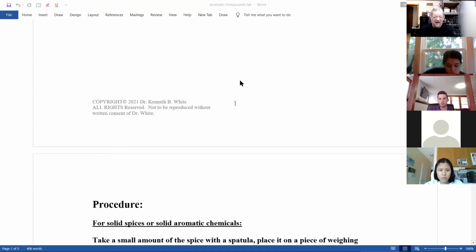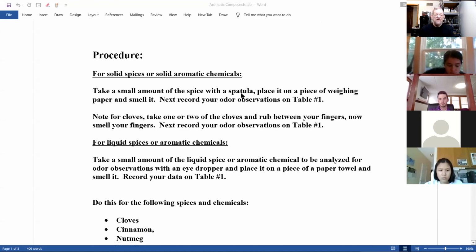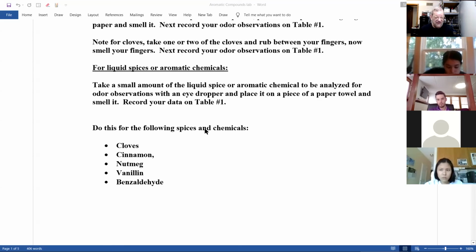Now, in the lab today, what I asked you to do is take a small amount of spice and put it on a piece of paper, weighing paper, and smell it and record your observation. Now, for the cloves, put a couple and do this with your fingers and smell your fingers. Now, for liquid, and we only have one, I would have put it on there. Now, here are the spices and chemicals you would be smelling: cloves, cinnamon, nutmeg.